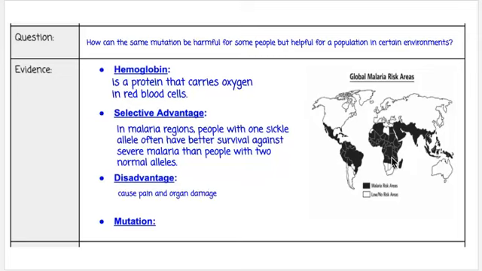So the disadvantage to having the sickle cell trait is that it causes pain and organ damage. But the advantage is that you'll be less likely to contract malaria, which is a severe disease that is also very uncomfortable. So overall, this is a mutation that changes your DNA code.